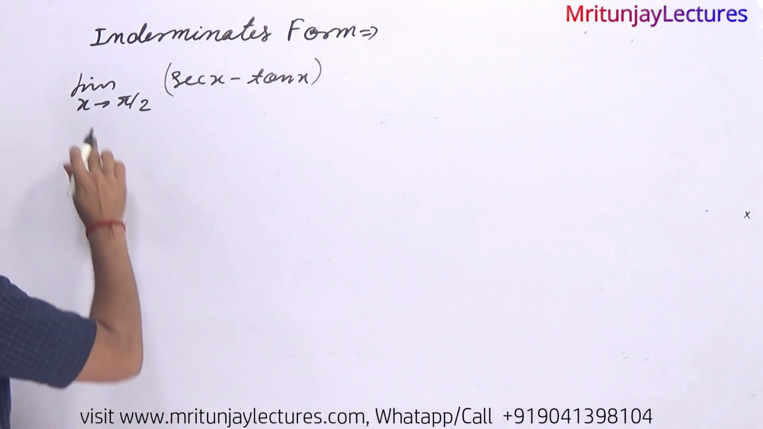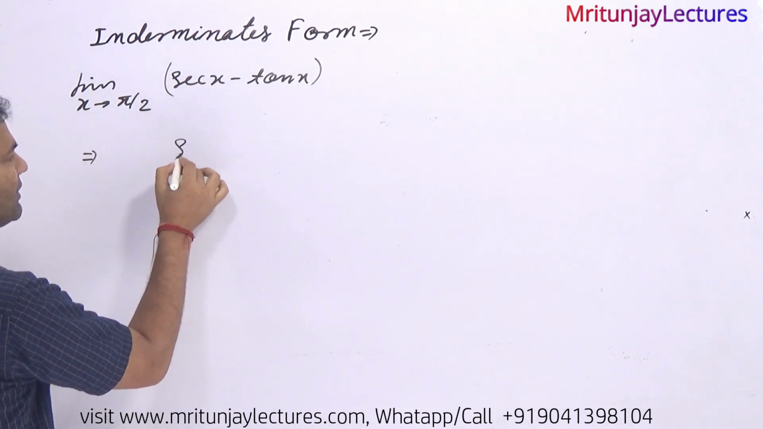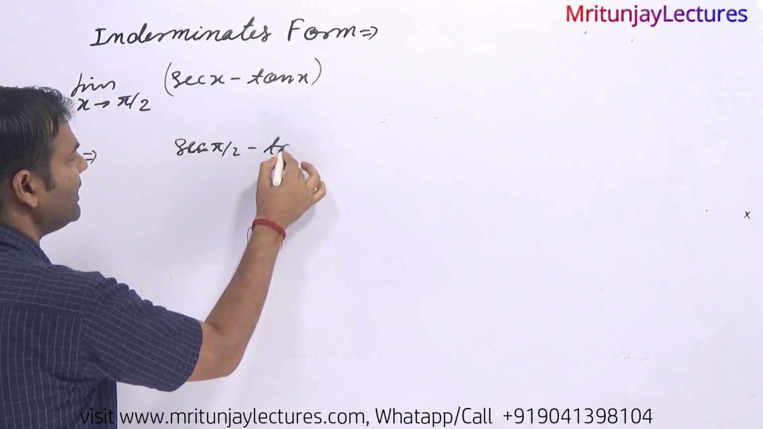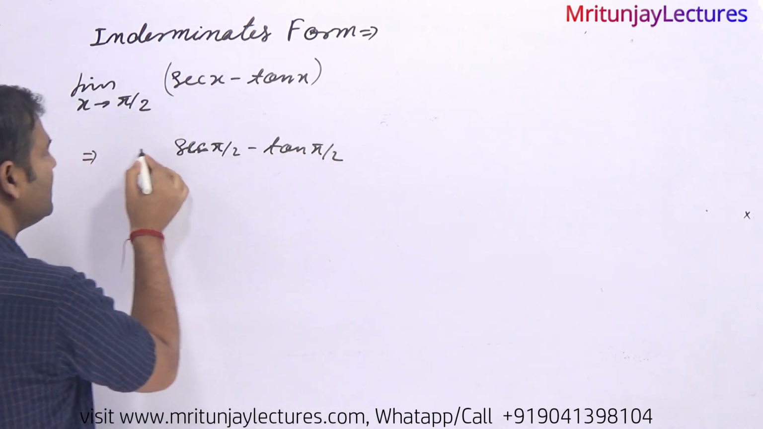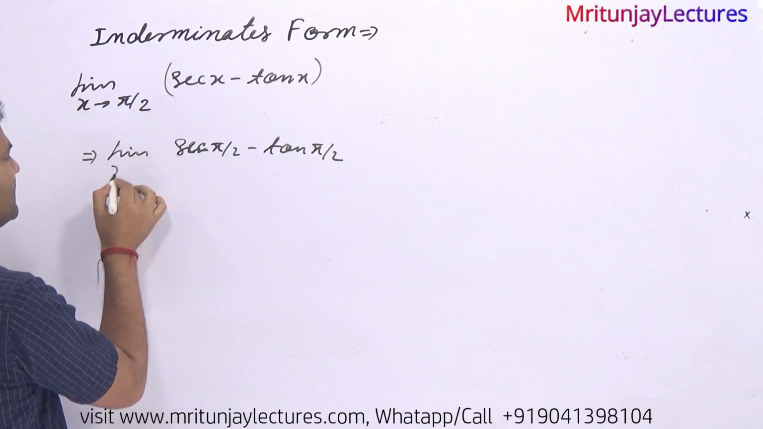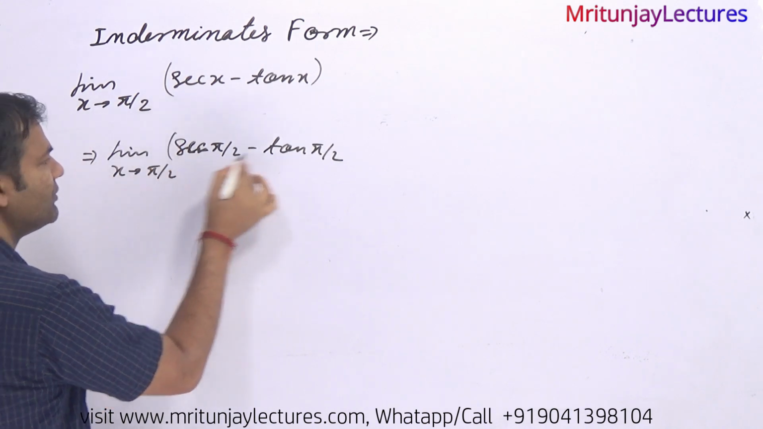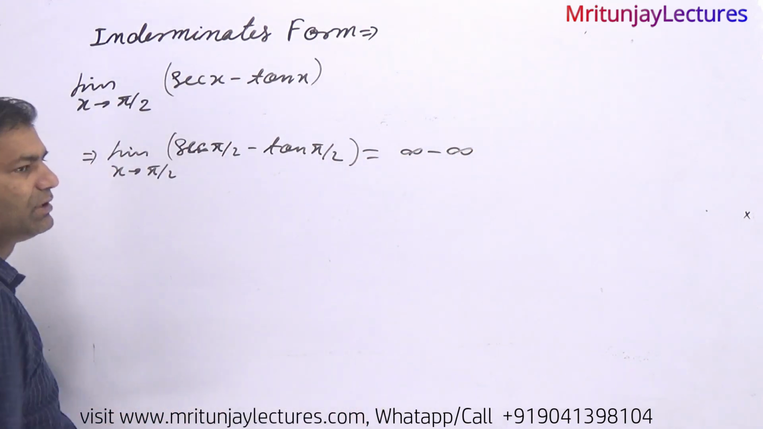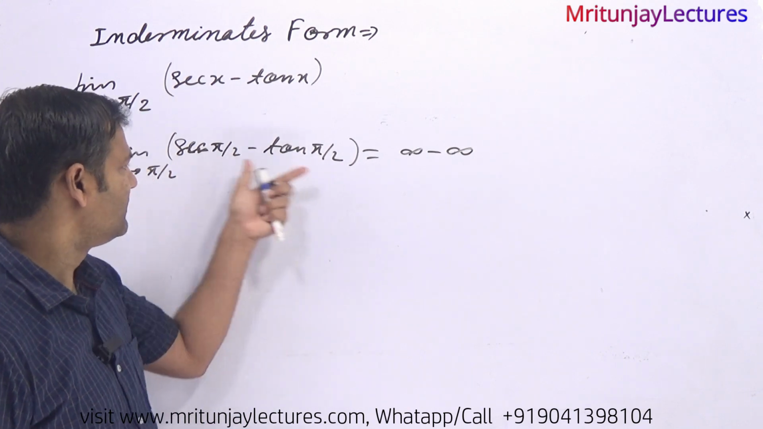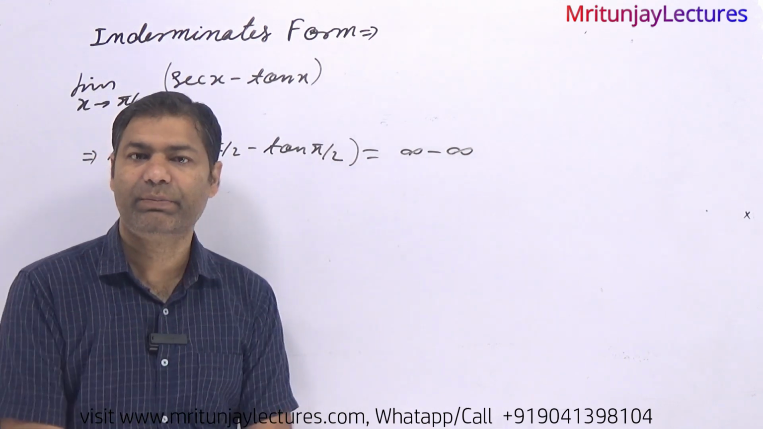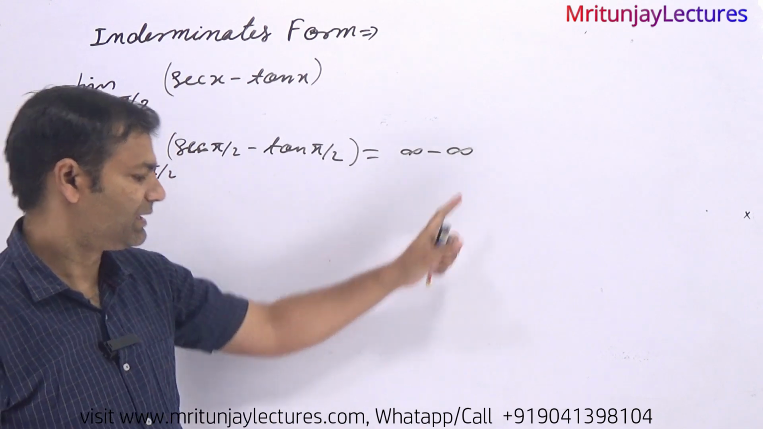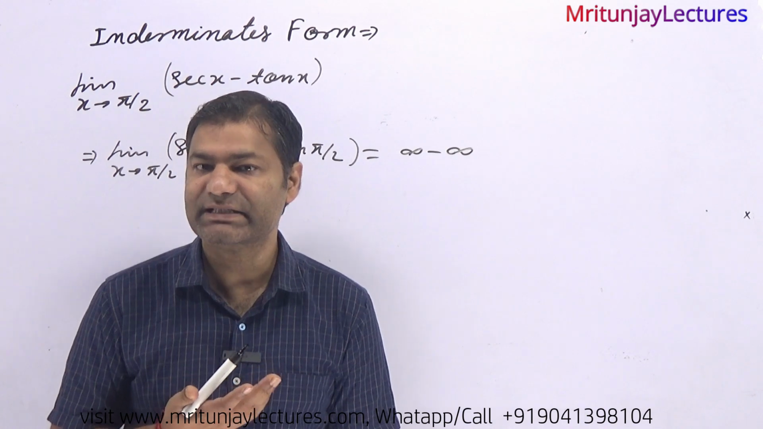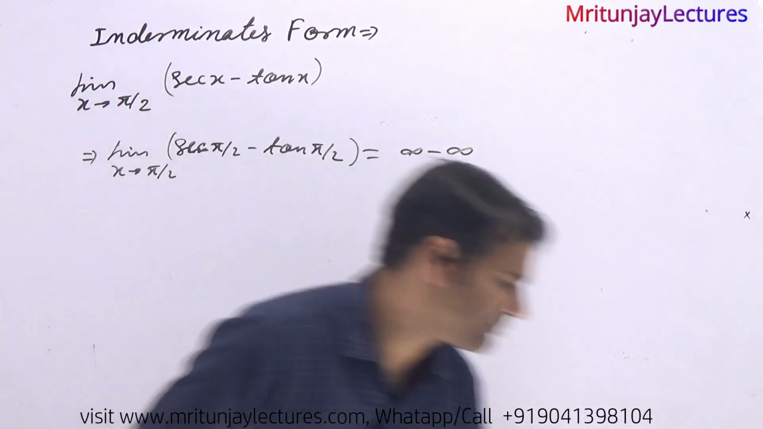If we put x is equal to pi by 2, then we got sec pi by 2 minus tan pi by 2. Okay. At limit x tends to pi by 2, what about this value? This is infinity minus infinity. If we put this value, this is infinity, and this is also infinity. So we got infinity minus infinity. It is, you can say, indeterminate form.